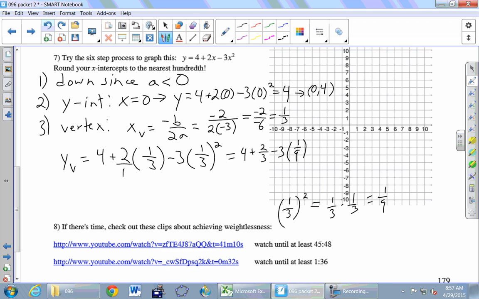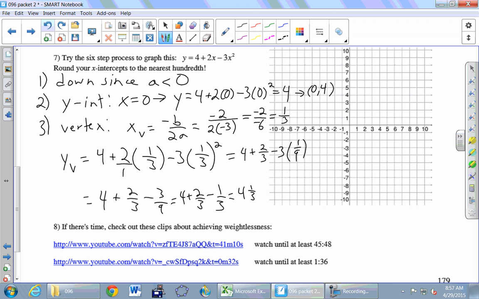Okay, continuing to crunch numbers here. Lots of copying. 4 plus 2/3 minus 3 times a 9th is 3/9, which reduces to 1/3. 4 plus 1/3, I'm content to just write that as 4 1/3. Is that all right? You could go to a decimal, you could go to an improper fraction, but we're going to plot the thing. 4 1/3 is good enough for our purposes. Okay, so that means that the vertex now has 2 coordinates. One of them is 1/3, and the other one is 4 1/3. So far, so good?